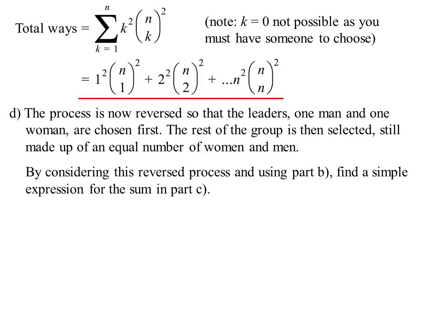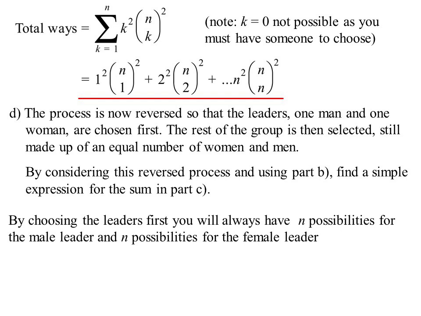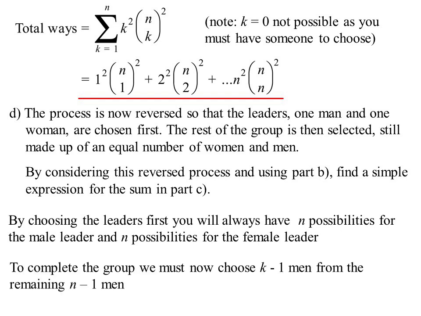Okay, but now we're going to reverse that process. Got to get the leaders first, then choose the group. Okay, find an expression for that one. So if I choose the leaders first, then I've got all n men or all n women to choose from. But now I have to complete the group. I've chosen the leader. That leaves me n minus 1 to choose from, but now I only need k minus 1 from that. That would give me my group of k. That would be n minus 1 C k minus 1.